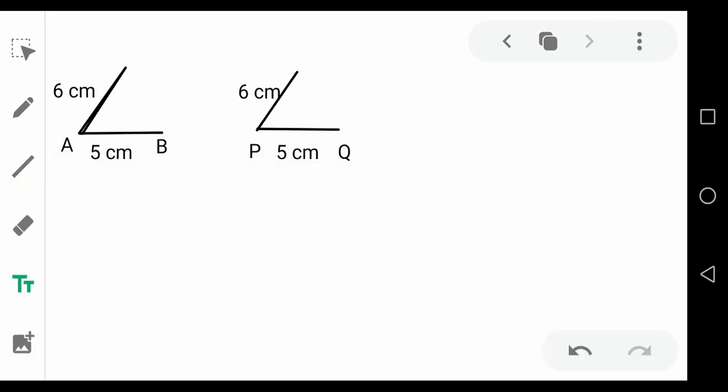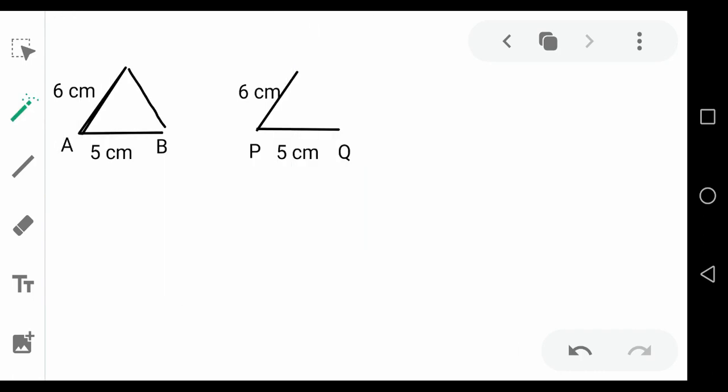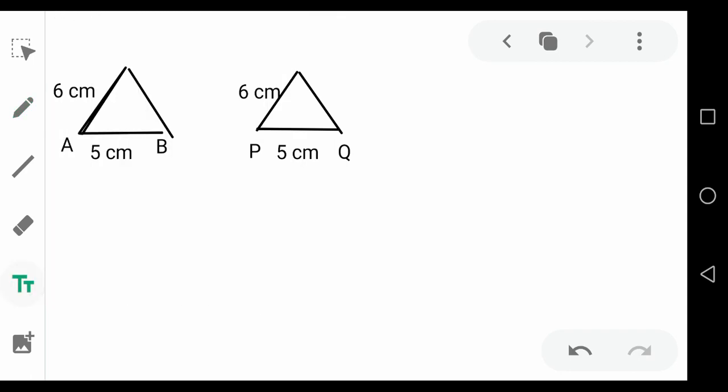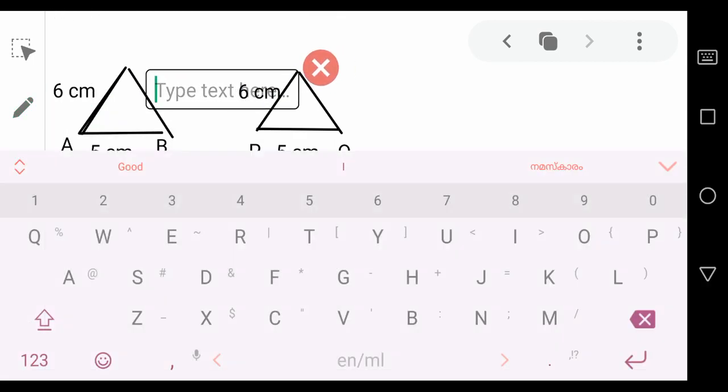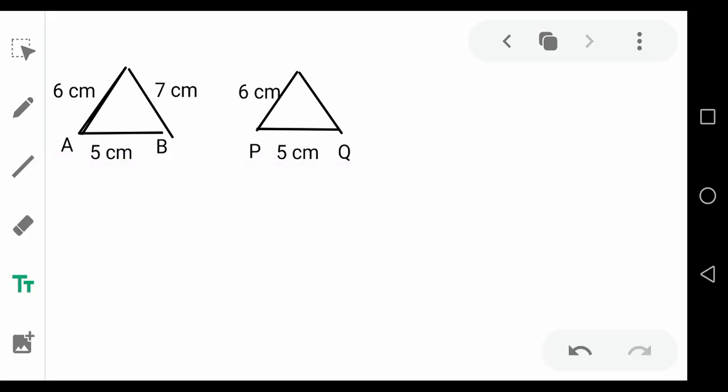Now third side I am going to draw. Okay, third side. I am taking it as 7 centimeter. So this is 7 centimeter. Same way, this is also 7 centimeter.